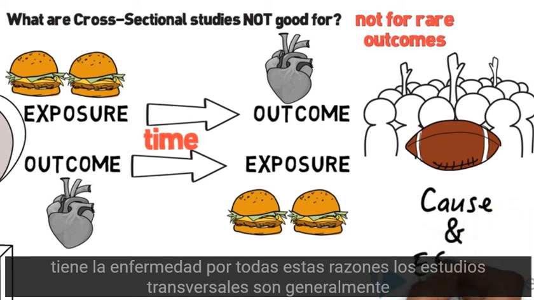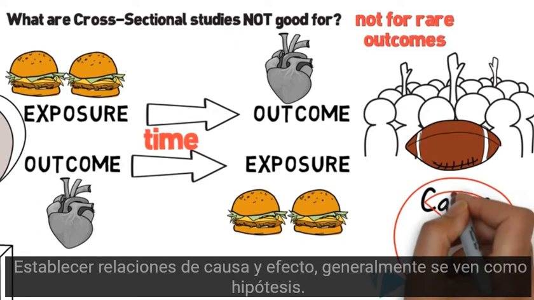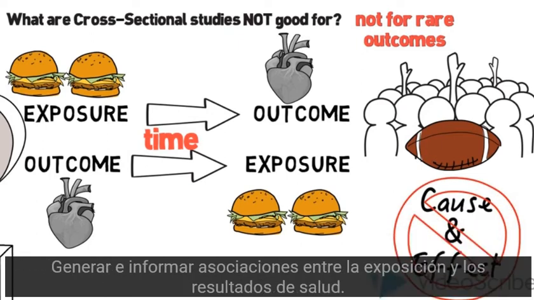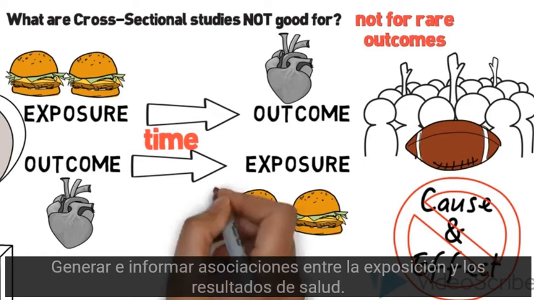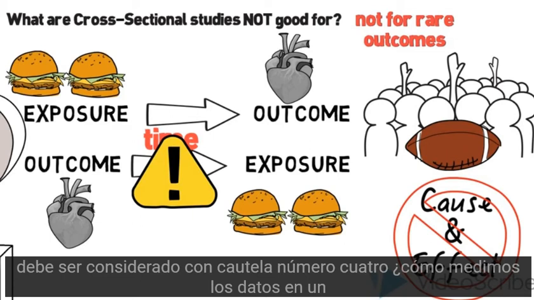For all these reasons, cross-sectional studies are generally considered less reliable than cohort and case control studies. They cannot establish cause and effect relationships. They are generally viewed as hypothesis generating, and reported associations between exposure and health outcomes must be cautiously considered.